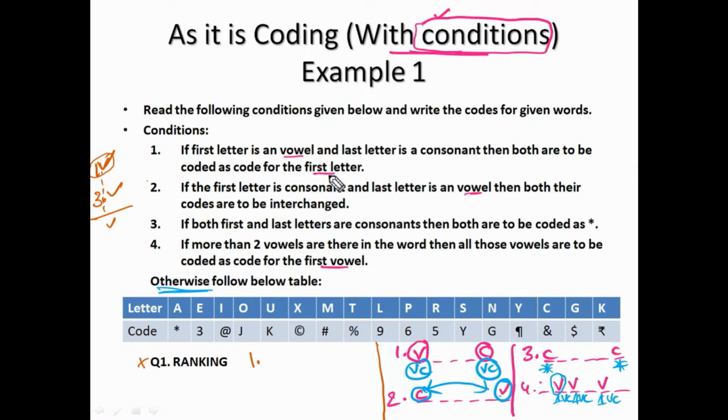If the first letter is a vowel and the last is a consonant. So I don't need to read the statement again. See here, first is a vowel and last is a consonant. First is not a vowel. Condition 1 fails. Condition 2.